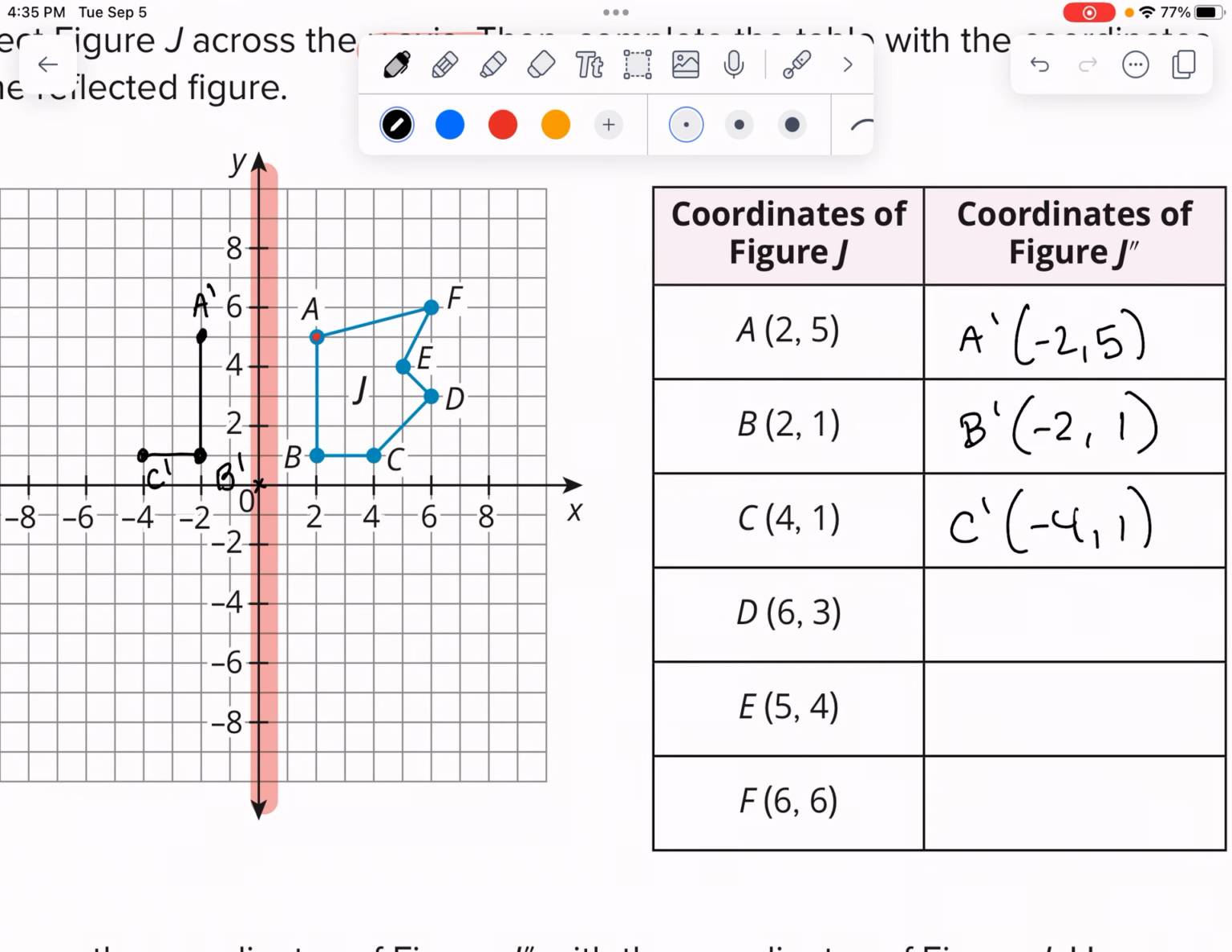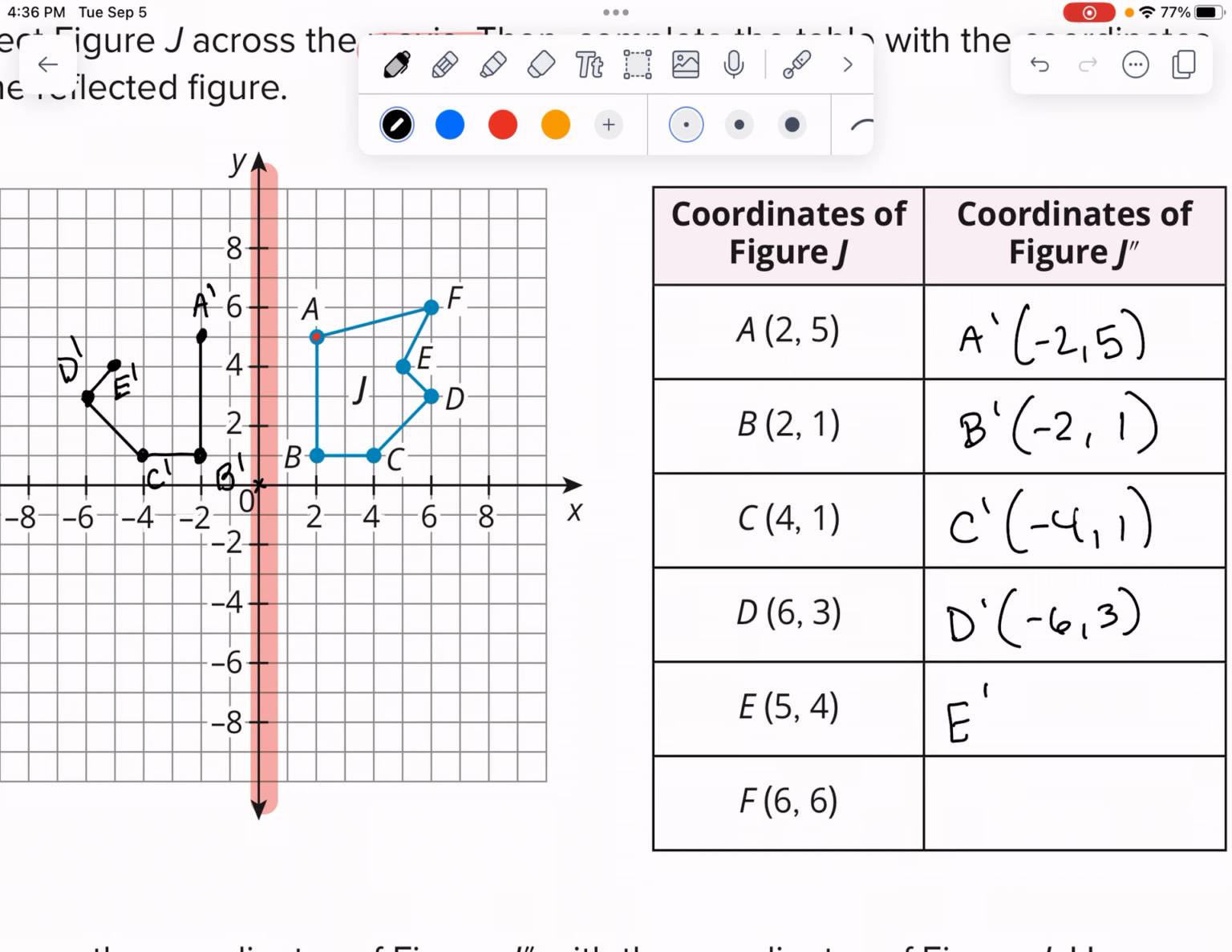All right, let's connect. D prime, 6, 3. So that's 1, 2, 3, 4, 5, 6. Let's go 6 to the left. That same height, that'll be right over here. Same height, D prime. And that is the coordinate -6, +3. All right, E prime, 1, 2, 3, 4, 5. So 1, 2, 3, 4, 5 right there. E prime, and that is -5, +4.